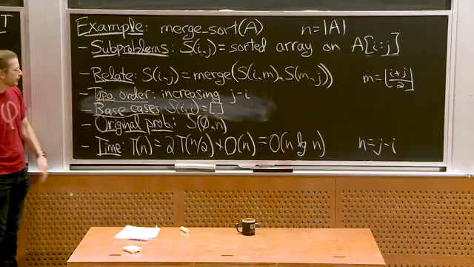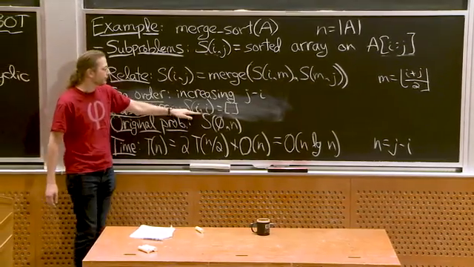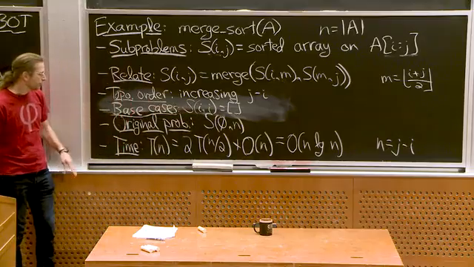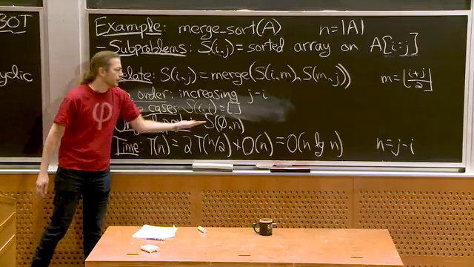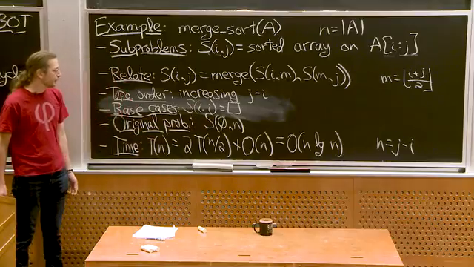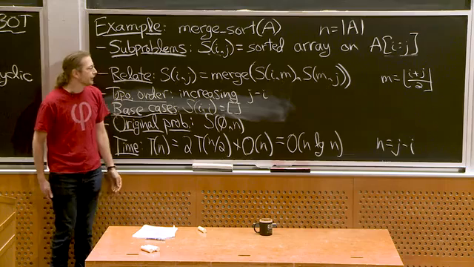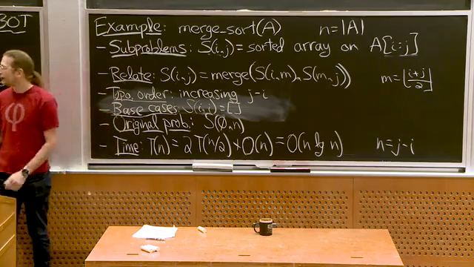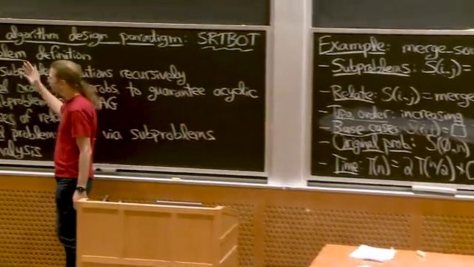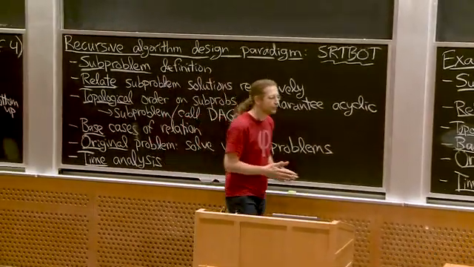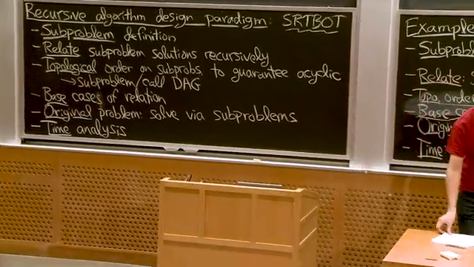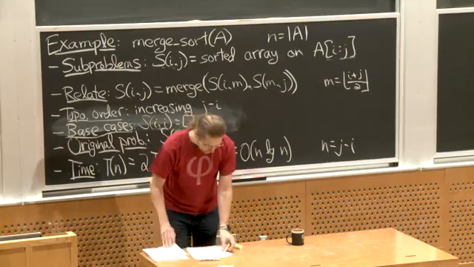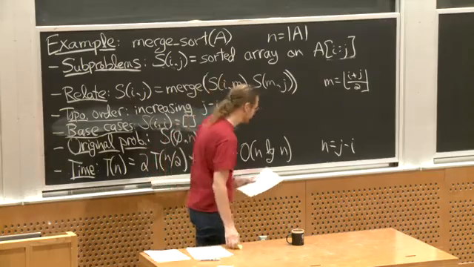For the base case, if we don't want to sort anything, that's the empty array. I already said the original problem. And then the running time is, there's no better way to solve it than the recurrence that we already saw how to solve. So this is just another way to think of n log n merge sort in this labeled framework of SRTBOT. Let's get to another problem that does not fit recursion so well, but we can make it better.